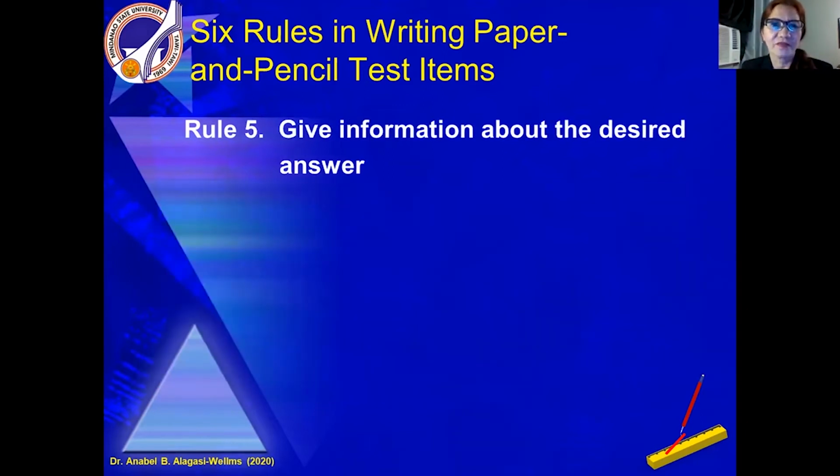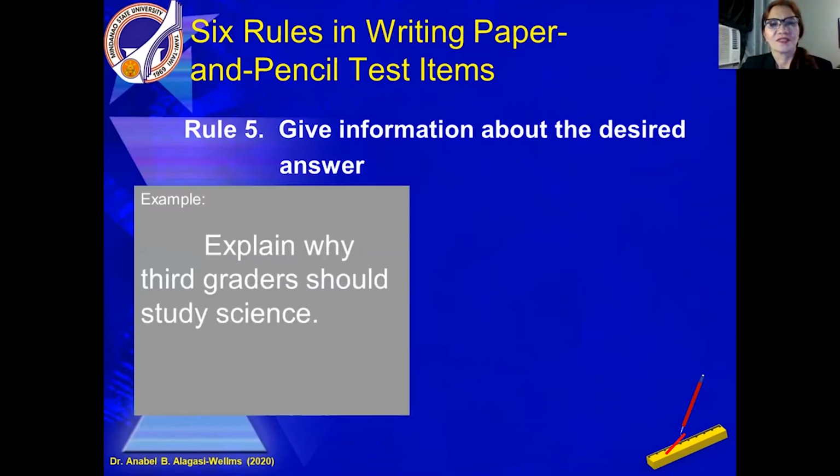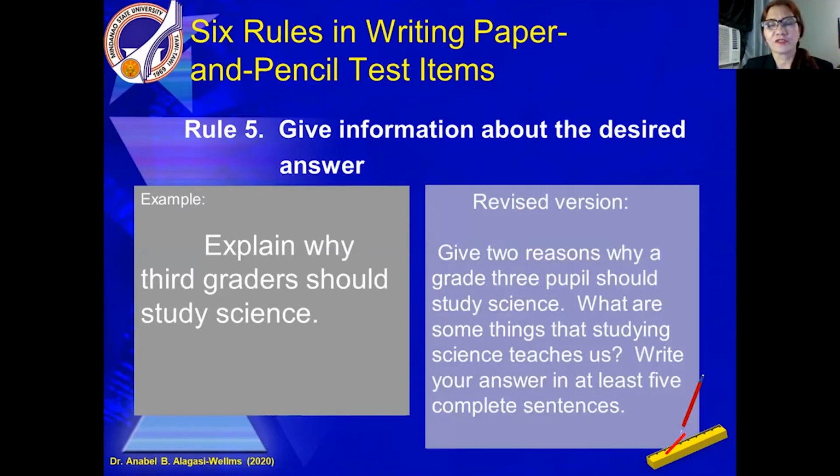Okay, let's proceed to rule number 5. Give information about the desired answer. Example, explain why third graders should study science. And let's look at the revised version. Give 2 reasons why a grade 3 pupil should study science. What are some things that studying science teaches us? Write your answer in at least 5 complete sentences.